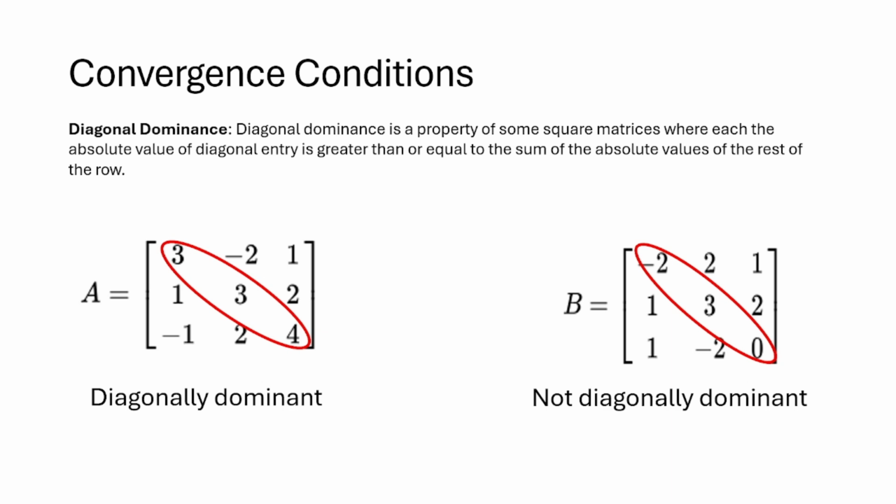Pretty catchy, right? So on the left we have matrix A, which is diagonally dominant. This is because all of the diagonal values are 3 or greater, and the rest of the row sums up to 3. Whereas matrix B isn't diagonally dominant because of the last row where we have a 0 and the rest of the row adds up to 3. Therefore, the Jacobi method will not converge for this specific matrix.